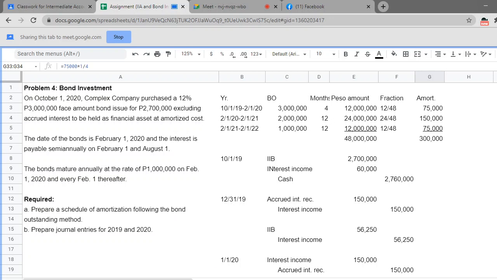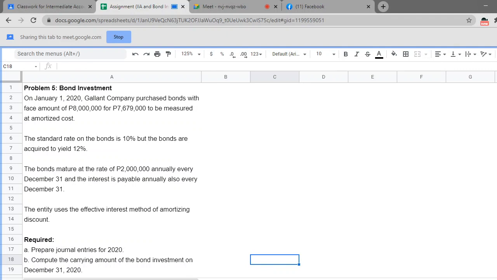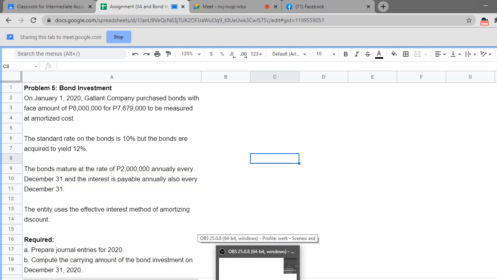So, maybe next time we could have a drill sa straight line. And then, tomorrow, we will talk about bond investment using the effective interest method. And we're going to talk about as well our reclassification of investments and lastly, your investment property. So, hopefully, ato na siyang mahuman tomorrow. Hopefully, struggle. Sige lang. So, ayun, that is for today's topic sa investment in bonds.